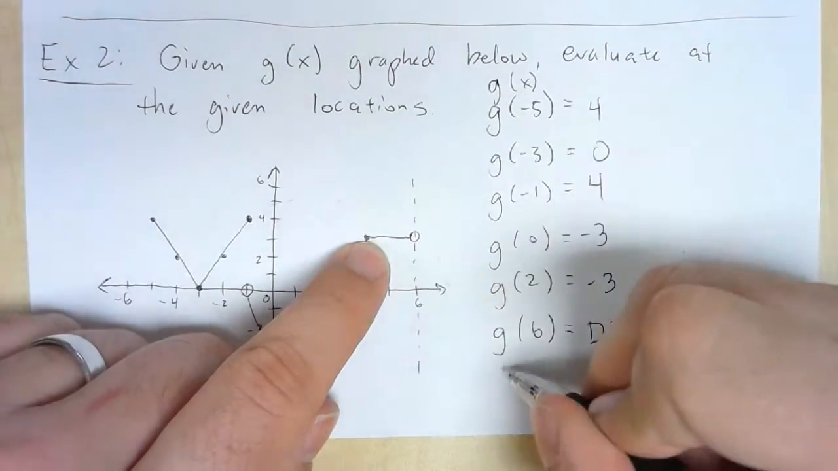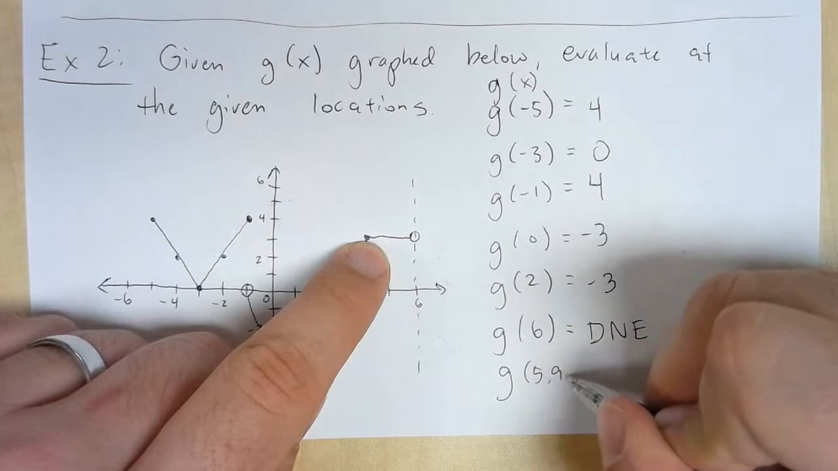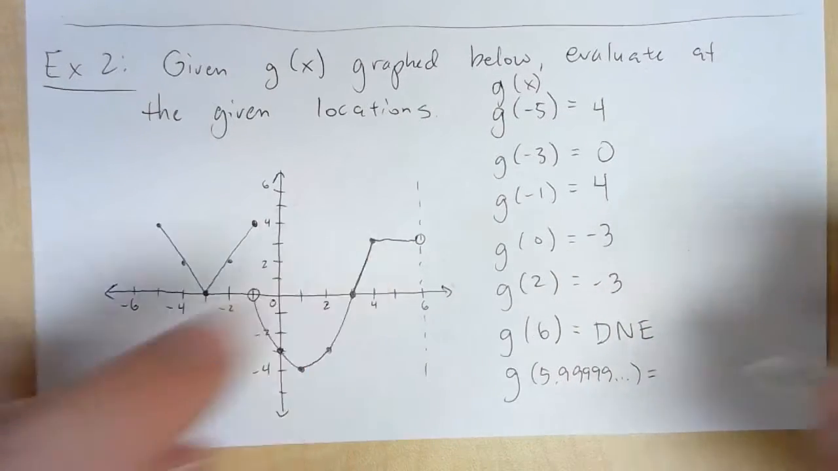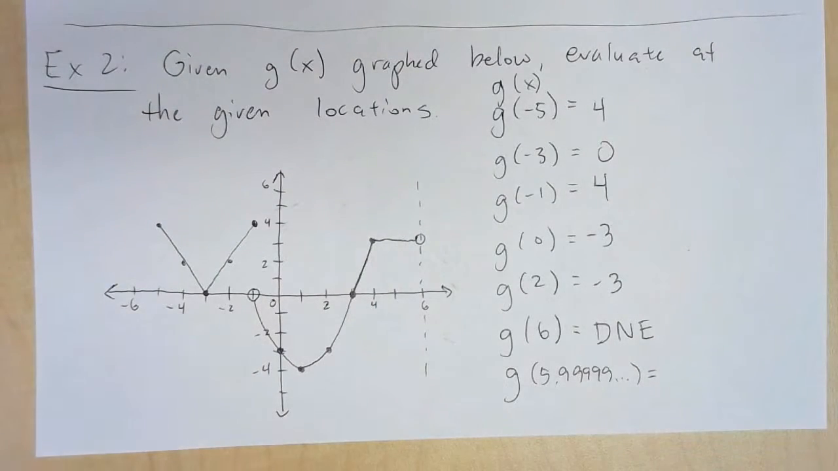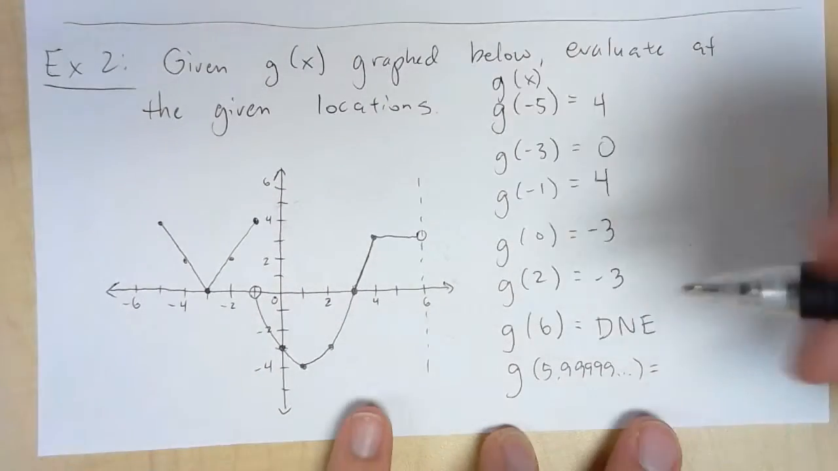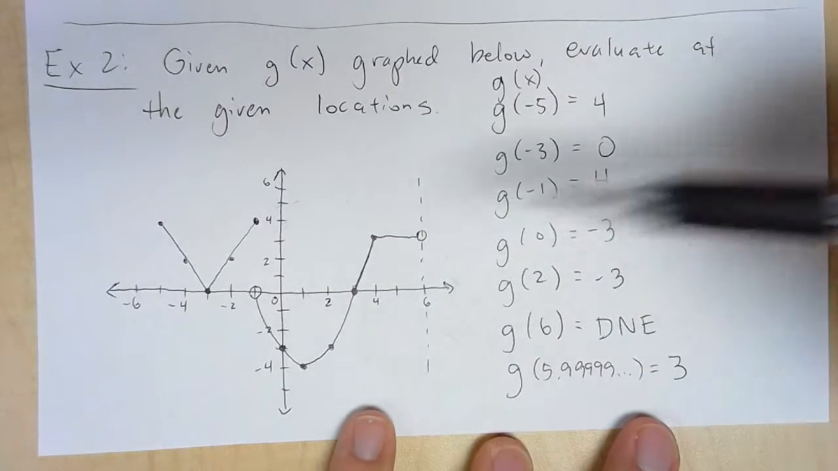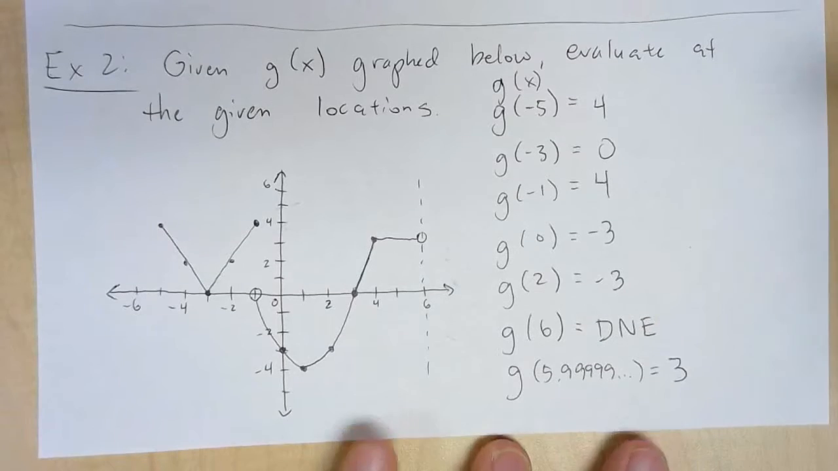If I had asked for g of 5.99999999999, it falls off a cliff and comes back with 9999999 whatever, it would have totally been 3. But because it's not equal to here, because it's an open circle, this one does not exist.